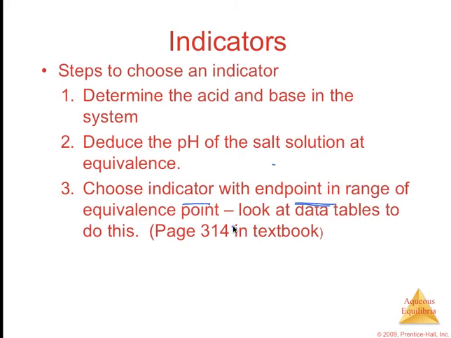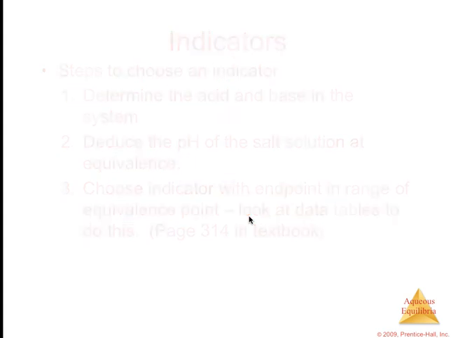So the steps to take when choosing an indicator: determine the acid and the base in the system, deduce the pH of the salt solution at the equivalence point, then using a data table, choose the indicator that has the endpoint that's in the range of that equivalence point. That's the end of the screencast.